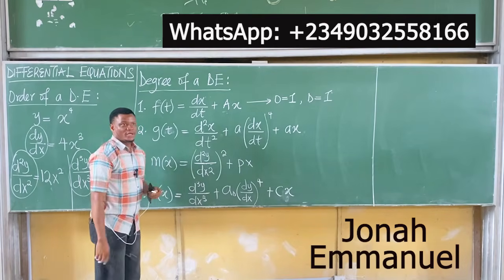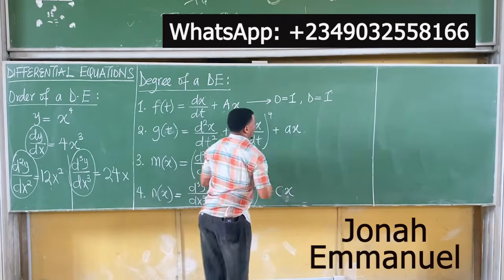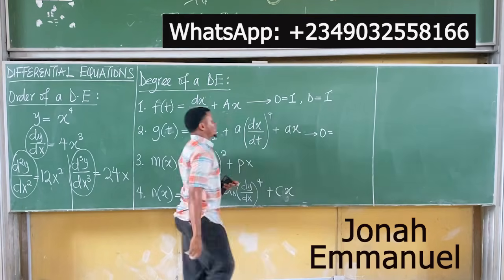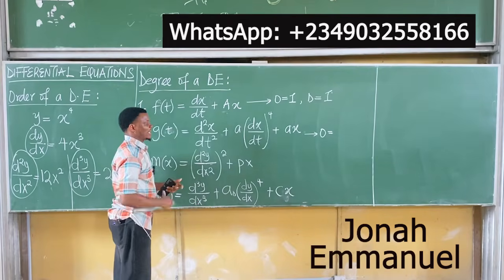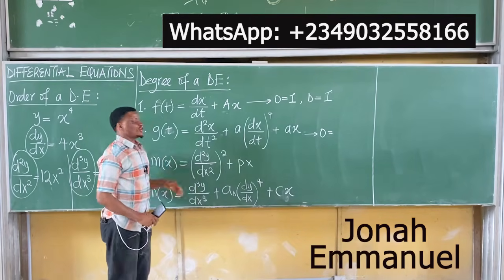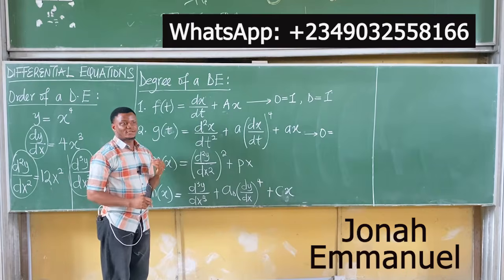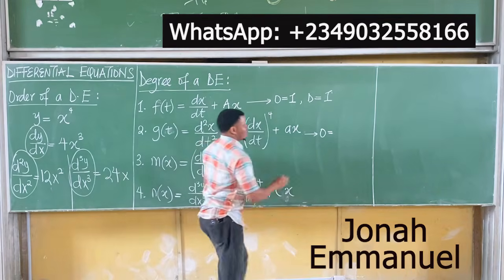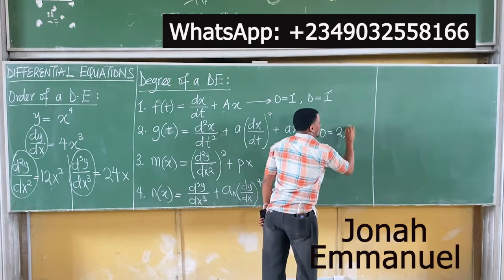That's all. Next up, this one here. Let's get order, let's get degree. For the order here, I'm looking for the highest differential coefficient. Please look at this. What's your highest differential coefficient? Of course, this one here, d squared x over dt squared. So it's of order 2.